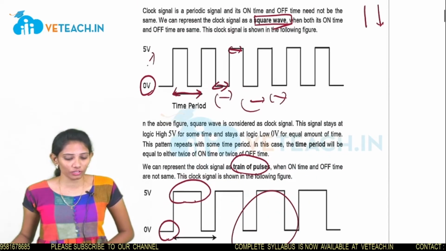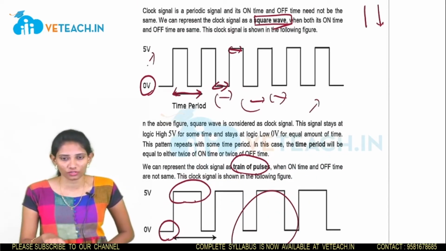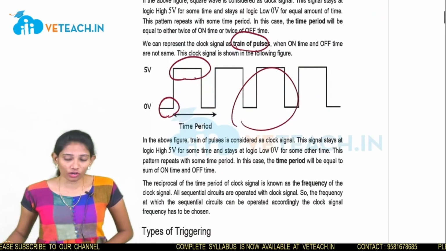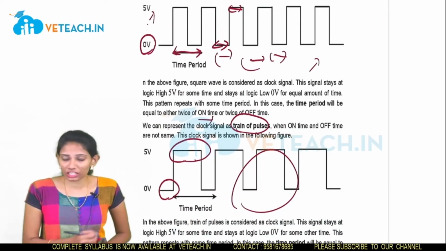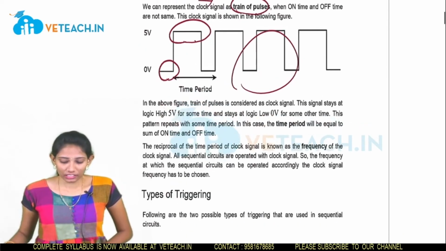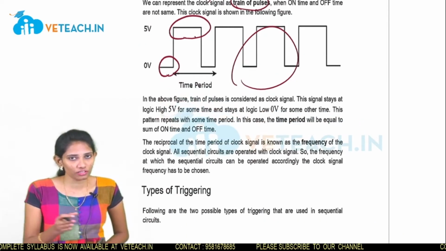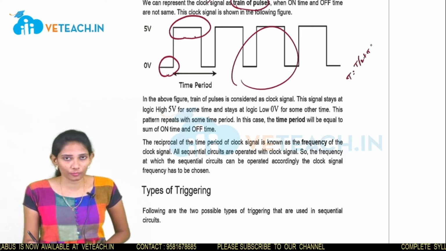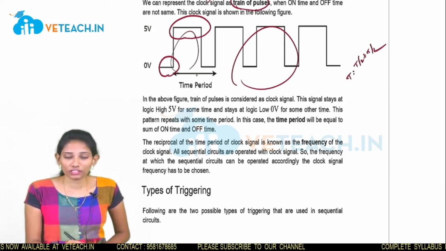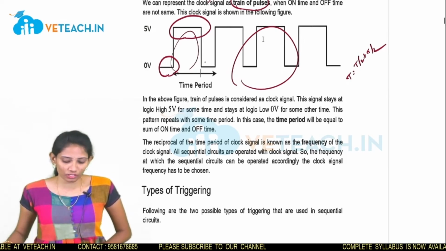And when the on time and off time are the same, then the time periods are drawn like this, okay? So in this time period, it may be twice the on time or twice the off time. But in a different form, it may be taken as the sum of on time and off time. That is nothing but T equal to T by 2 plus T by 2. So this is one T by 2 and this is one T by 2, right? That's why we take it as the sum of on time and off time.